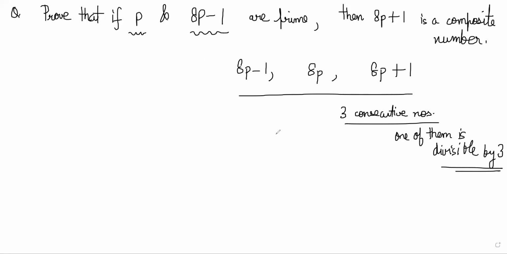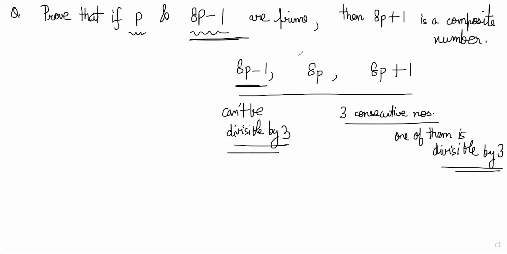Now, if you look at 8p minus 1, they have said that 8p minus 1 is prime, so that can't be divisible by 3. So out of these two, one of them is divisible by 3.